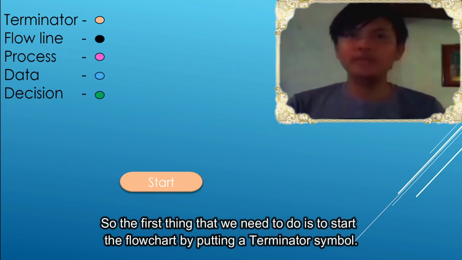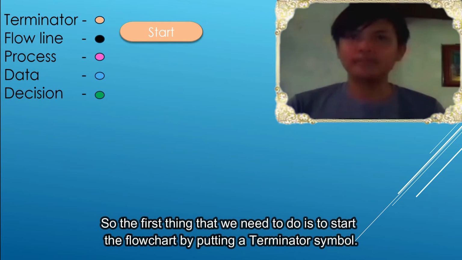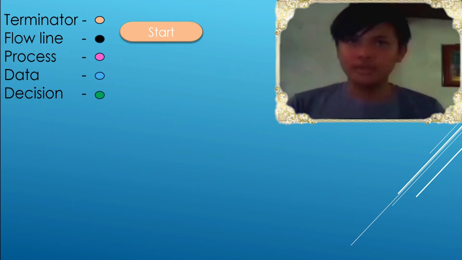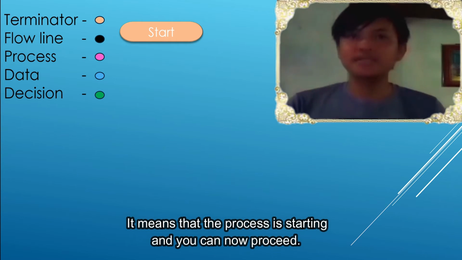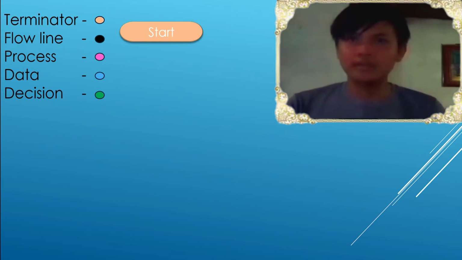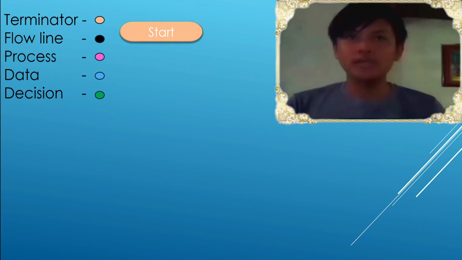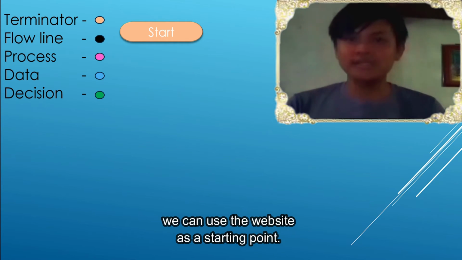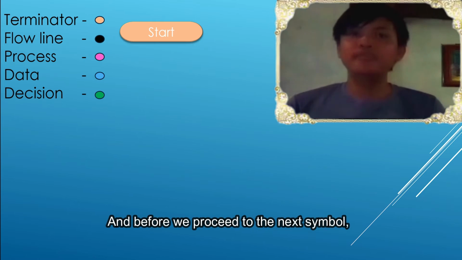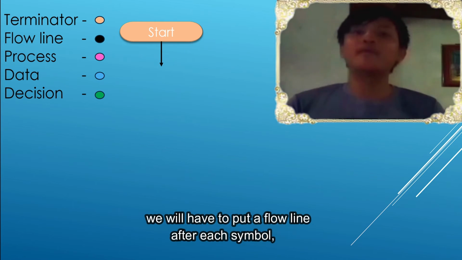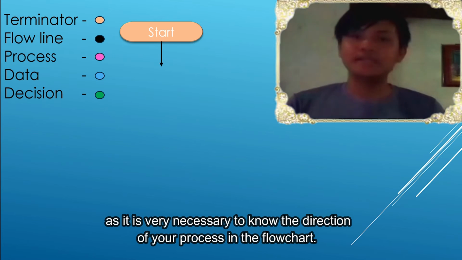So the first thing that we will need to do is to start the flowchart by putting a terminator symbol. It means the process is starting and you can now proceed. And in this case, since we are using Acme as a basis, you can use the website as a starting point. And before we proceed to the next symbol, we'll have to put a flow line after each symbol, as it is very necessary to know the direction of your process in the flowchart.